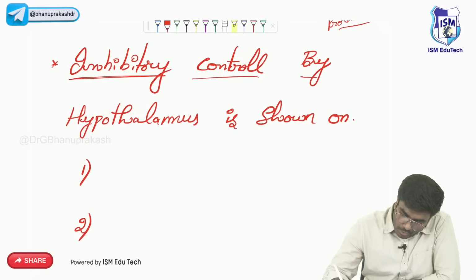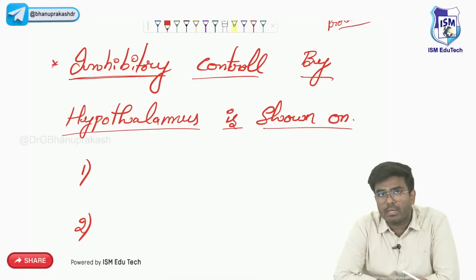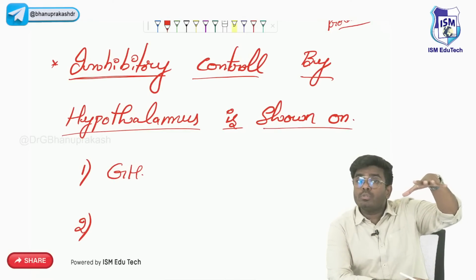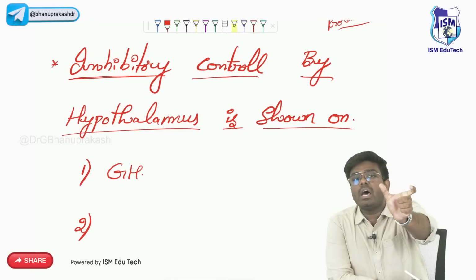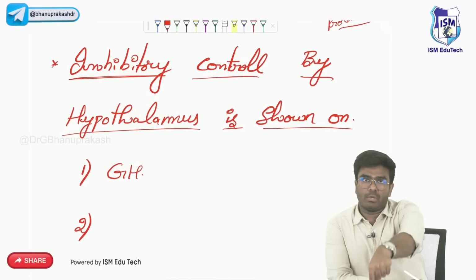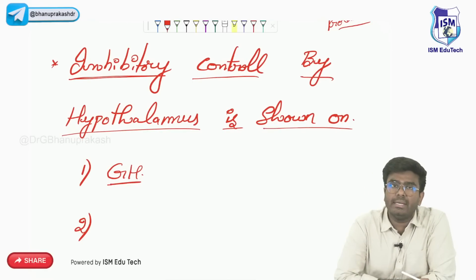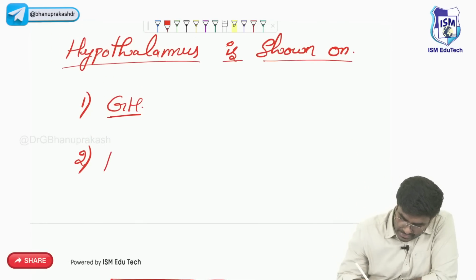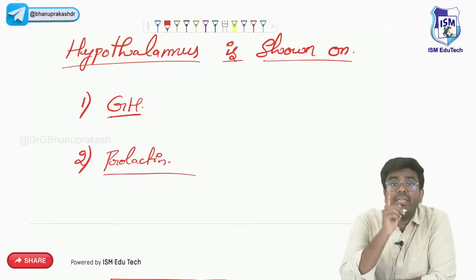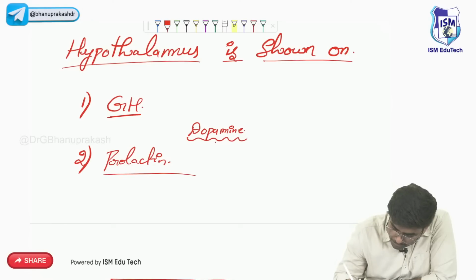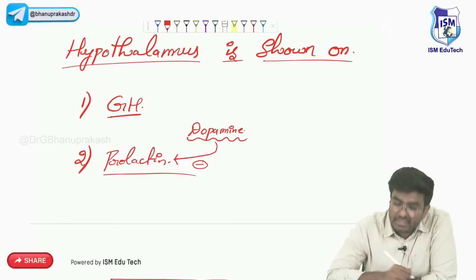Inhibitory control by the hypothalamus is shown on 2 important hormones. One is growth hormone. The hypothalamus produces growth hormone inhibitory hormone, which inhibits growth hormone release from the somatotropes. So growth hormone is getting inhibited from the hypothalamus. Yes, it's a true statement. As well as prolactin. From the hypothalamus, dopamine is being released. Very important point. Dopamine from the hypothalamus will inhibit the release of prolactin.